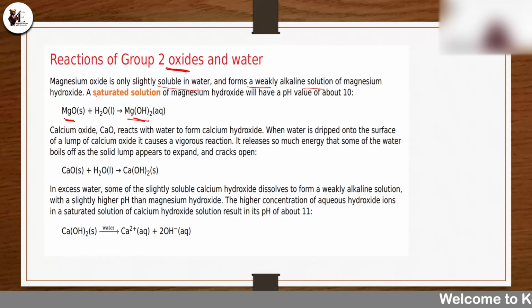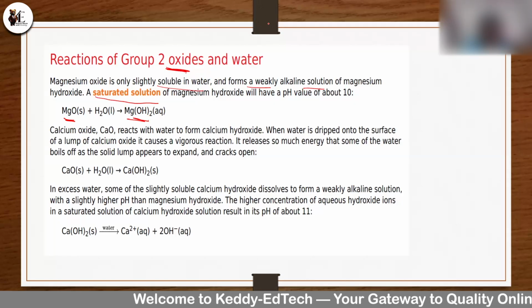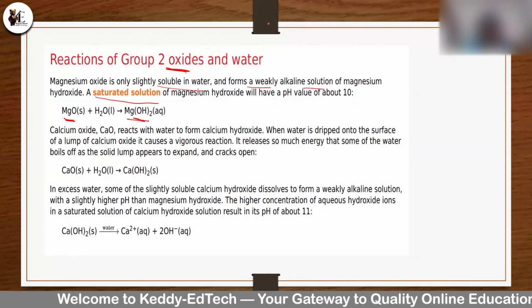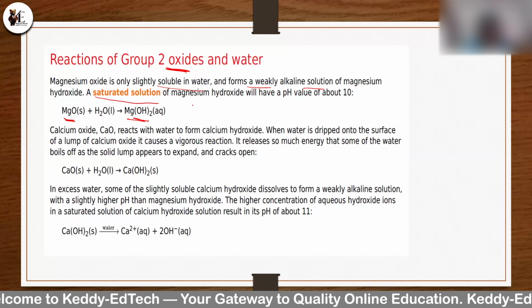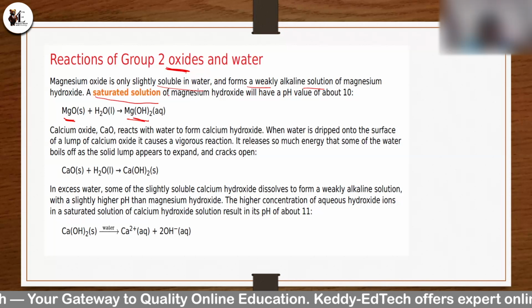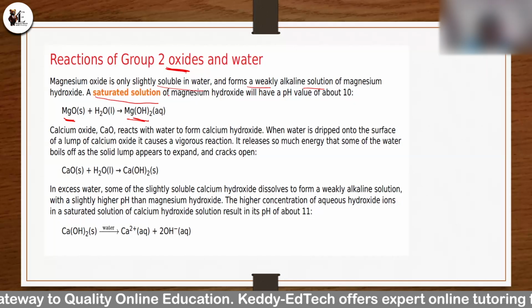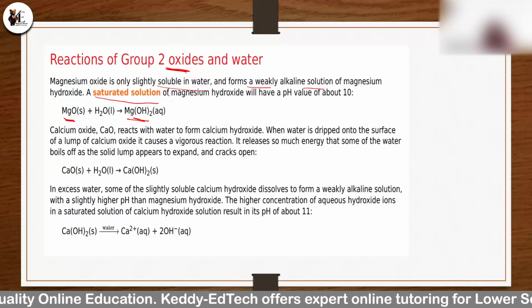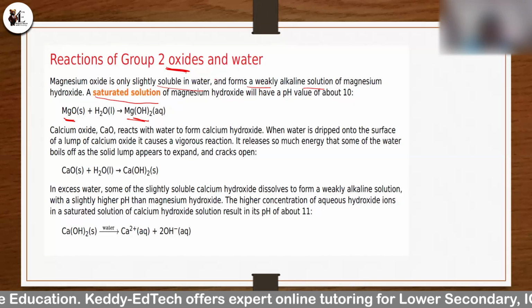A saturated solution. What is the meaning of a saturated solution? The solute is completely dissolved. A saturated solution means that you cannot dissolve any more solute. It is completely saturated. It is enough. It cannot dissolve more of the solute. That becomes your saturated solution.